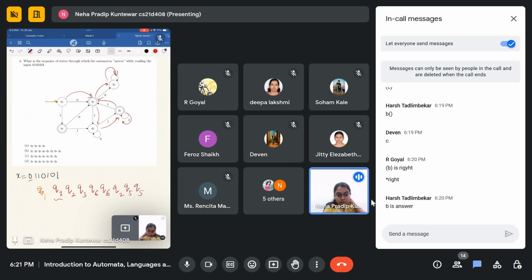One way to say this is that if you're reading a string x, then the length of your sequence is always going to be the length of the string plus 1. The plus 1 accounts for the start state.